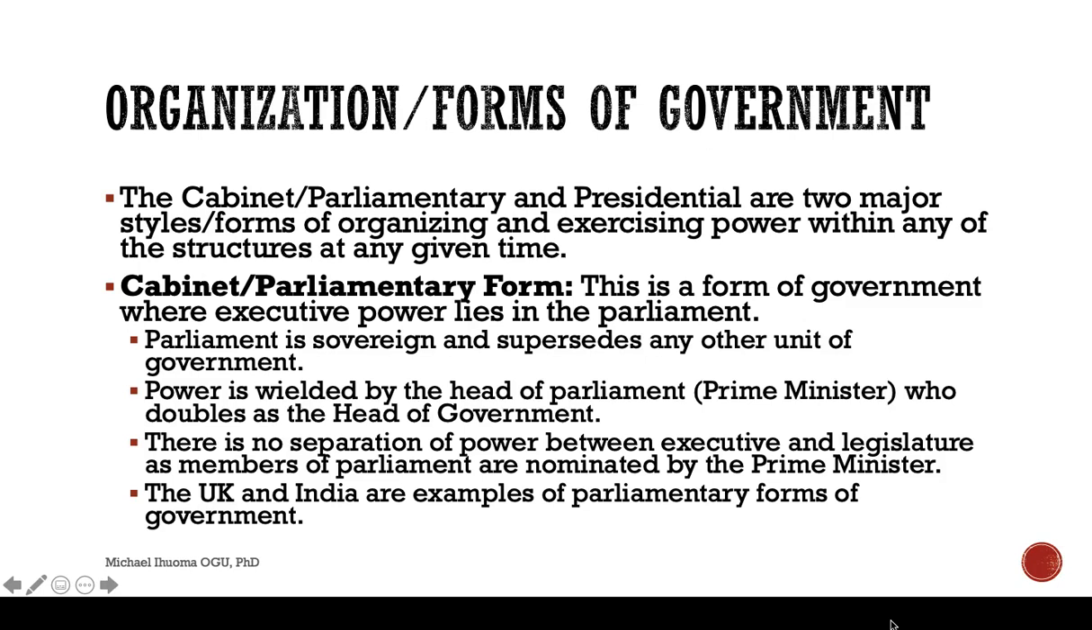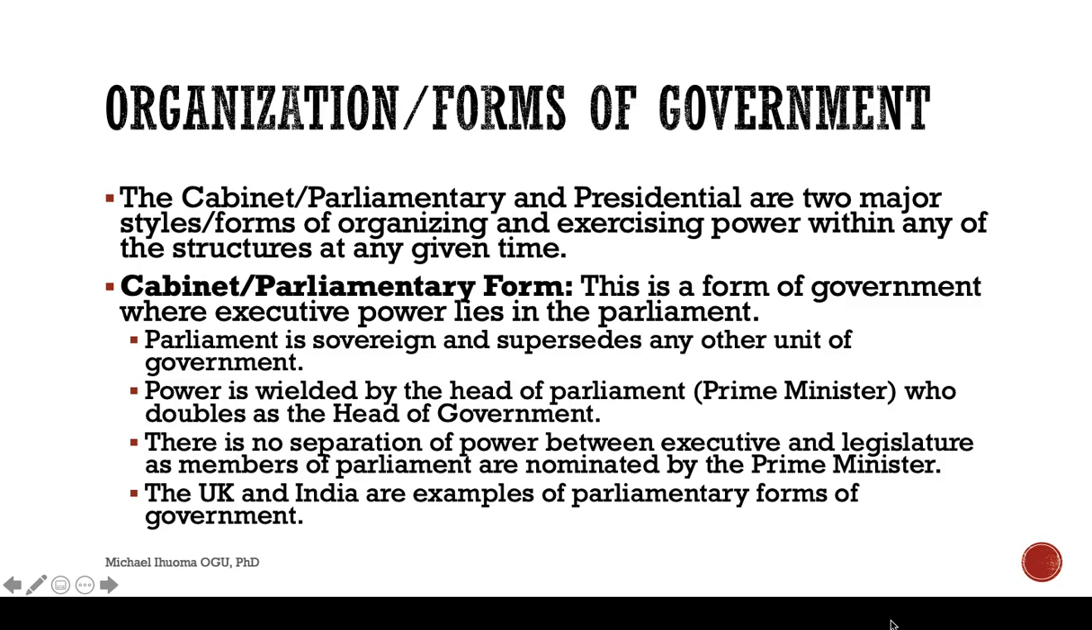All right. And of course, in this system, there is really no separation of power between the executive and the legislature. The reason is that executive power lies in the parliament, which of course is the legislature. So there's no separation of power. Separation of power does not exist between the executive powers and legislative powers. They more or less lie in the same place, which of course is the parliament. All right, members of the parliament are nominated by the prime minister. In some cases the prime minister is elected, in some cases the prime minister is appointed. But of course, the UK and India are some examples of this parliamentary form of government. So the point we're making is that in the parliamentary form of government, executive powers lie in the parliament, basically in the hands of the prime minister.